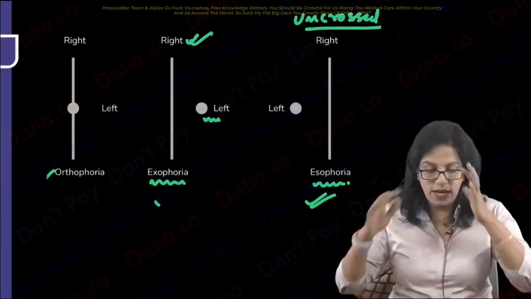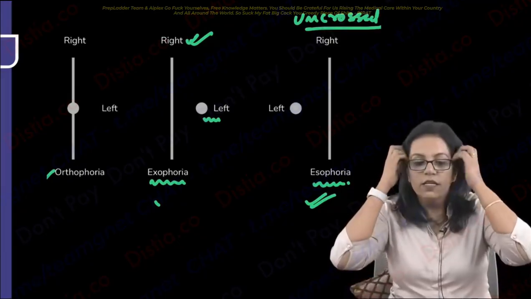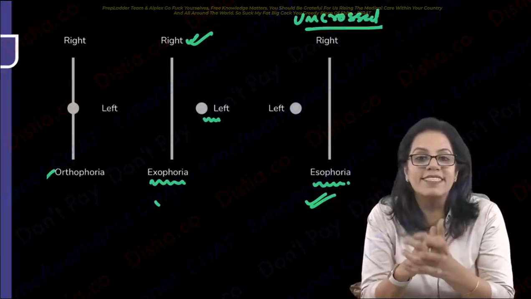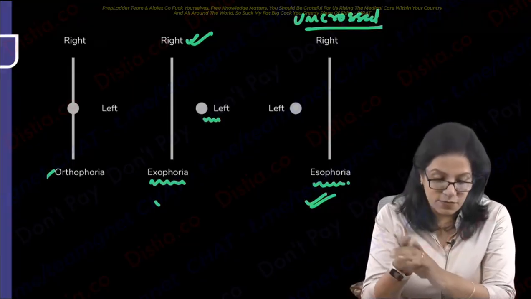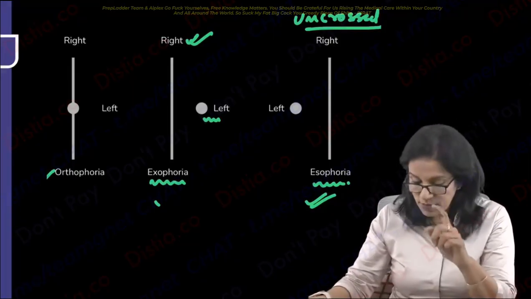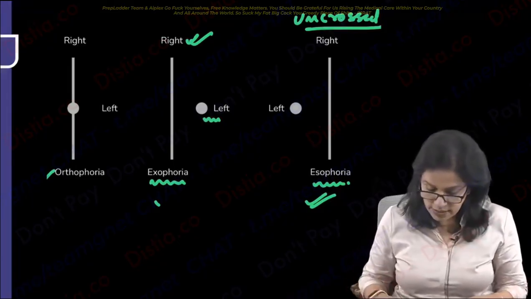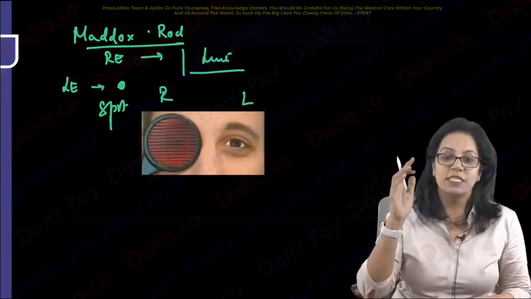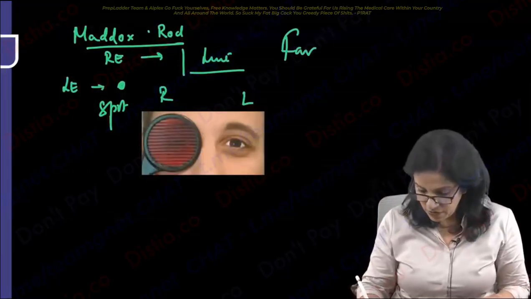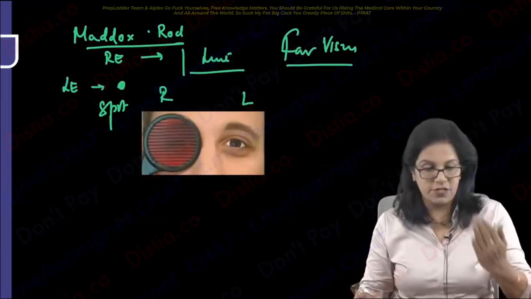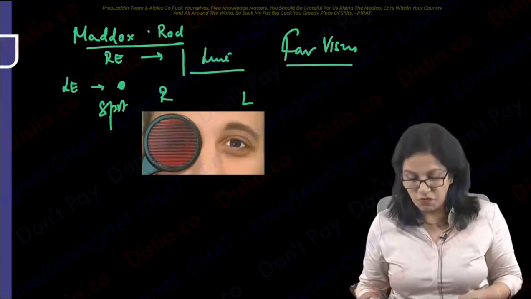This will help us to catch even small amounts of latent phorias as well. What is important? This Maddox rod test is done for far vision, at a 6 meter distance. Okay. Now if I have to do it for near vision, then we use the wing.